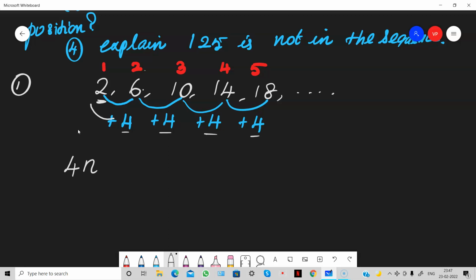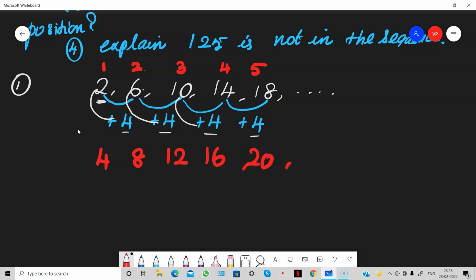From 4, how do you get this 2? What is the next multiple of 4? It is 8, so how do you get 6? What is the third multiple of 4? 12, so how do you get 10? So I am writing the multiples of 4. Why am I writing multiples of 4? Because they are adding 4. The multiples are 4, 8, 12, 16, 20 and so on.